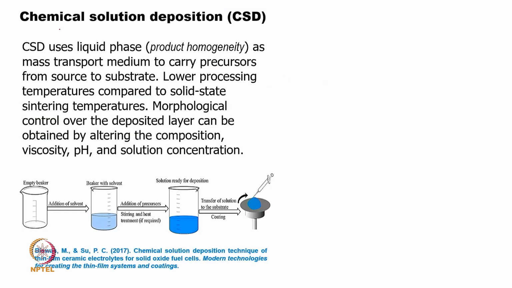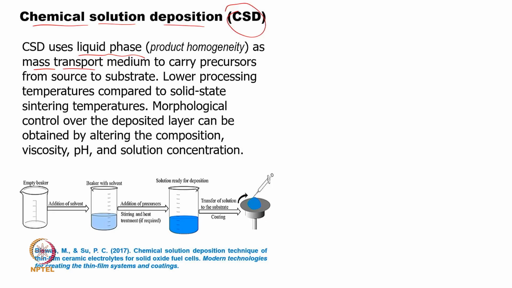Now, another method, as we mentioned, is chemical solution deposition, or in short form, CSD. The good thing is that it uses the liquid phase. Why are we using the liquid phase? So that horizontal uniform spreading of the liquid happens, and we do not have to worry a lot about controllability. Liquid has its own property because of surface tension, it will spread. So, in this case we can say it goes with a mass transport medium.